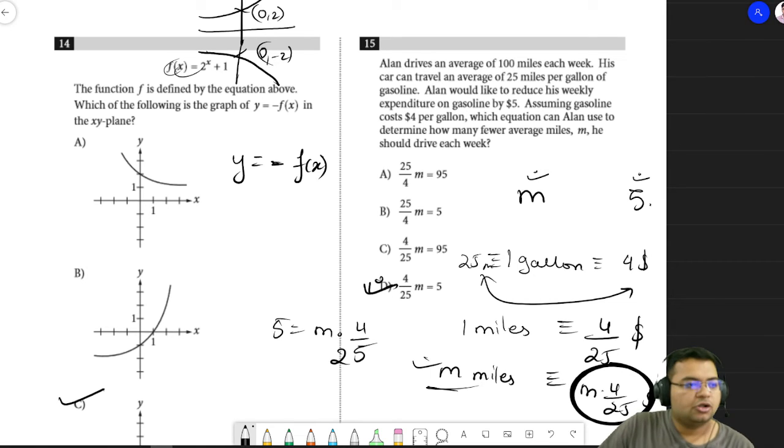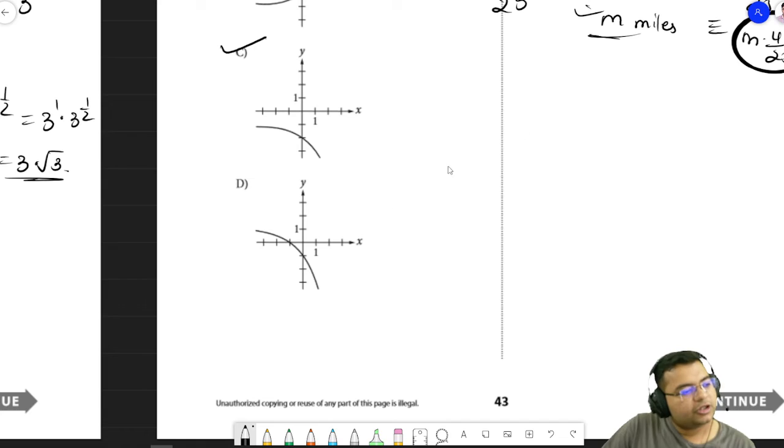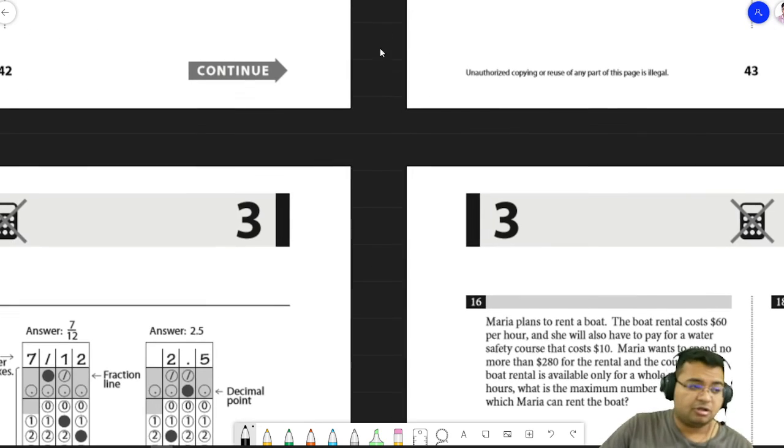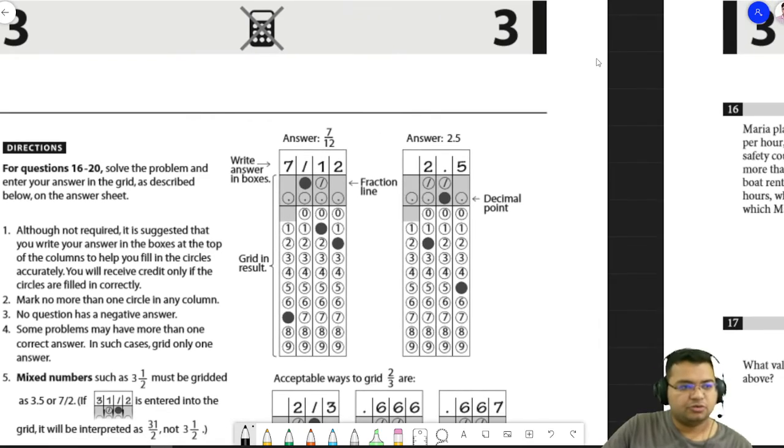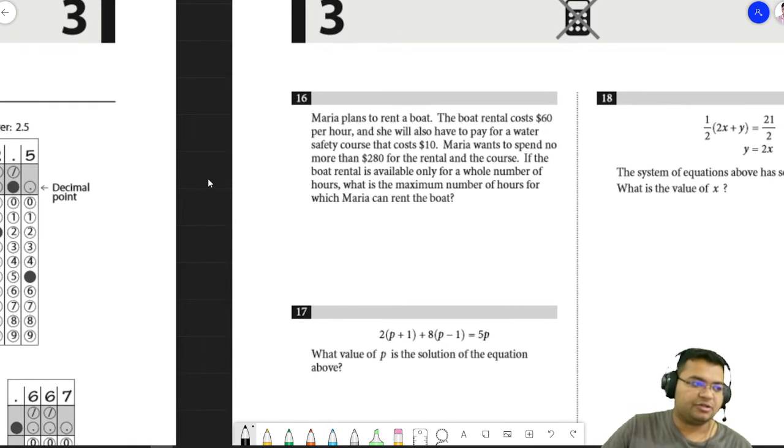Okay. So this was a relatively difficult question in understanding, not in solving. If you are able to get the concept, it will be very easy.